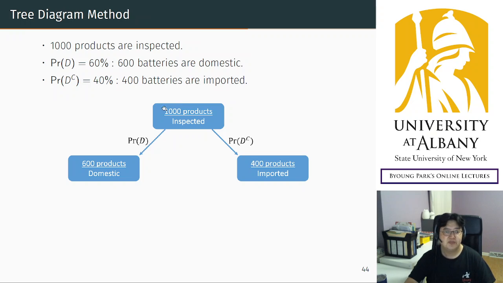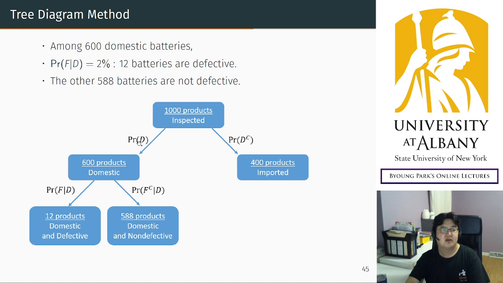That means out of 1000 batteries, 600 batteries are domestic and 400 batteries are imported. Because it's obvious, 60% and 40% of 1000. So it's simple. This is the first step, and we used the first information. And now we will move to this node.